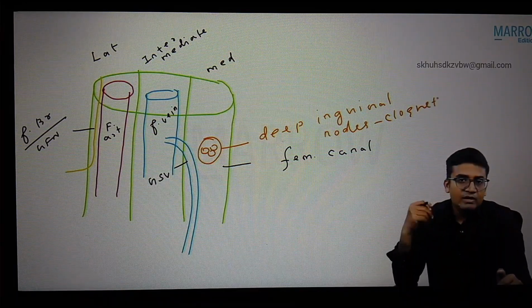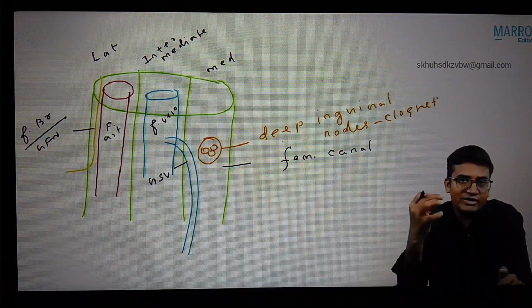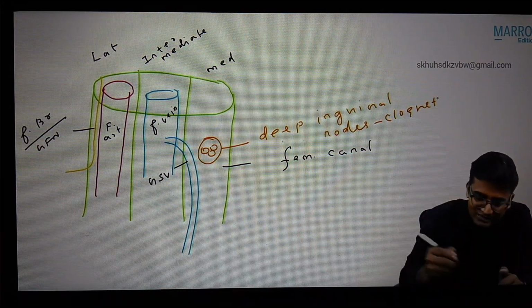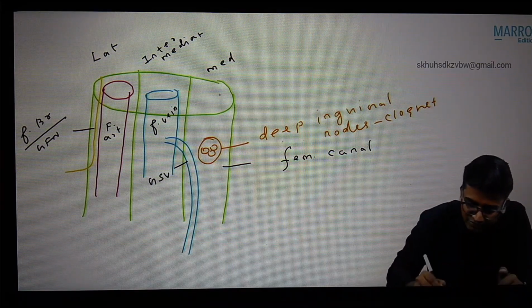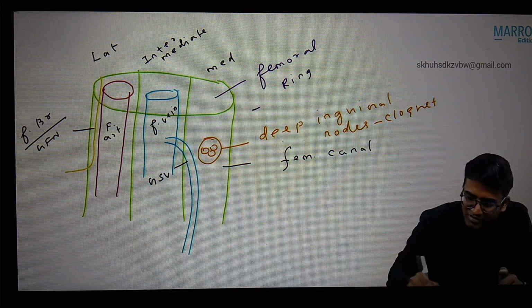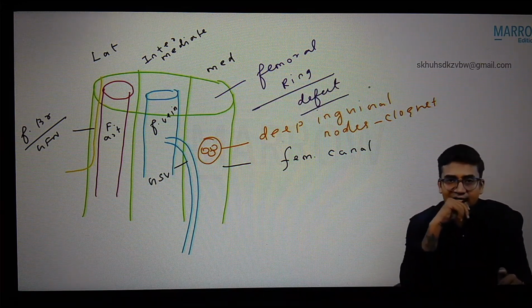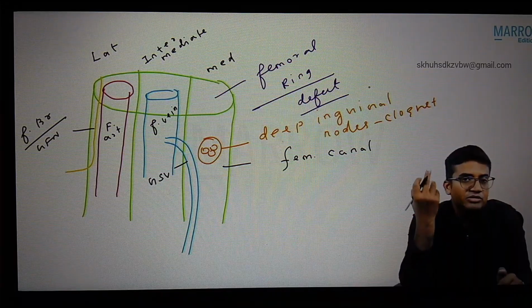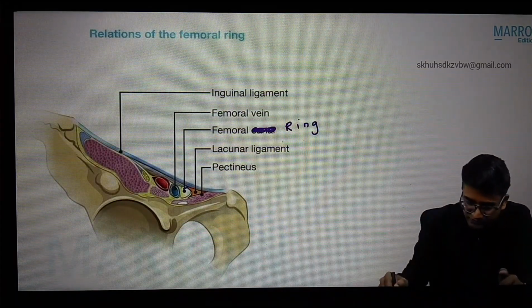Okay, right. Next one. In the upper part of the femoral canal, you see one small defect, one small opening, that is called the femoral ring. So, this is our femoral ring. So, the femoral ring is a defect in the upper part of the femoral canal. Now, we have to know the boundaries of the femoral ring.